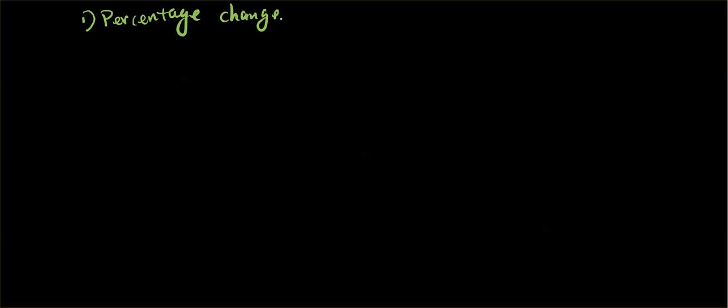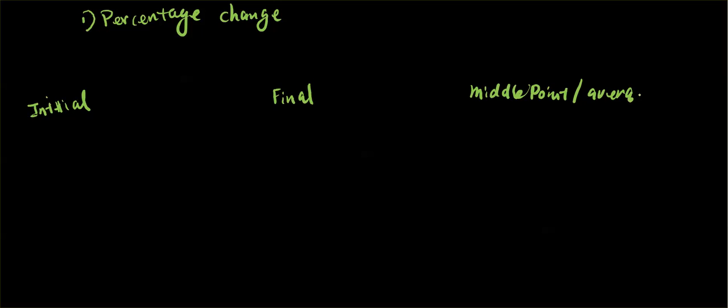Generally speaking, we have three ways to calculate percentage change. The first is we use the initial value as the denominator. The second approach is we use the final value as the denominator. And the last way is to use a middle point, or sometimes we call it the average value, as the denominator to calculate the percentage change. So these are the three approaches.